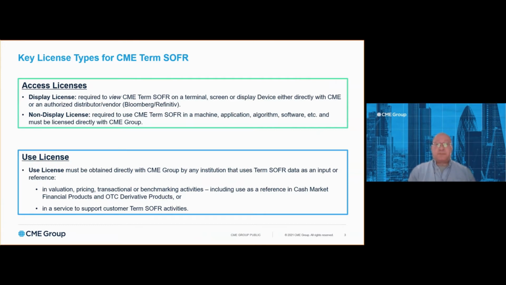Use licenses are required by an institution that use CME term SOFR reference rates as data input or reference in valuation, pricing, transactional, or benchmarking activities. Use licenses can only be obtained directly with CME Group. A license is also required by a service vendor for the use of CME term SOFR reference rates in commercial products or services provided to external clients, such as administration and custody services.